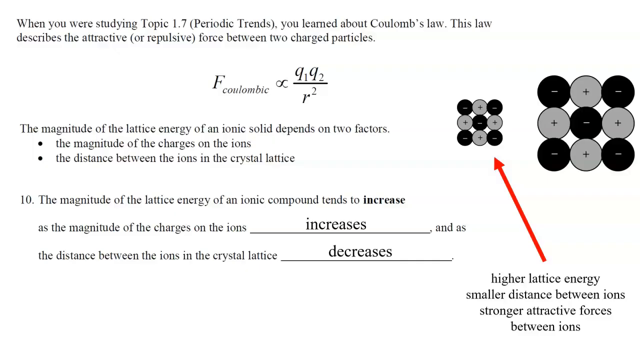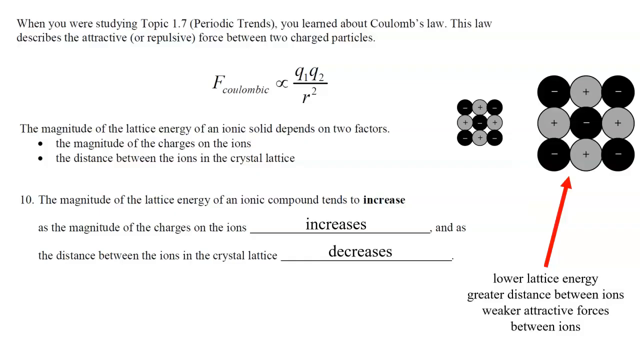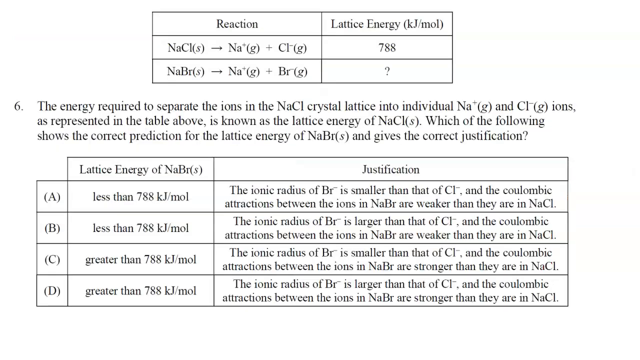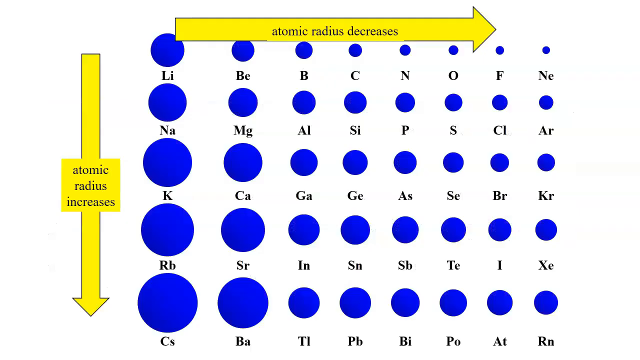If I focus my attention on the particle diagram on the right, I could switch all of those comparative words. I could say lower lattice energy for that compound on the right, greater distance between the ions, and weaker attractive forces between the ions.